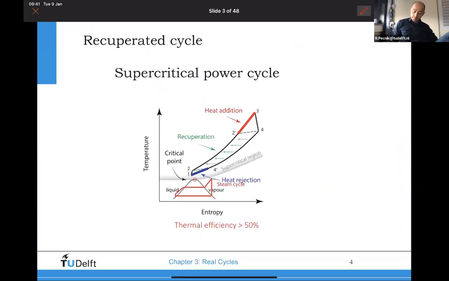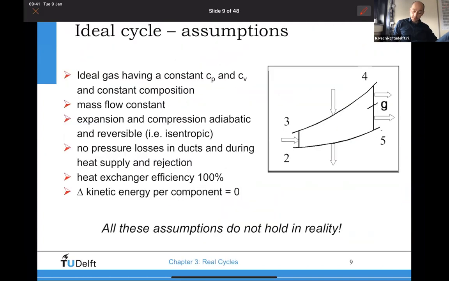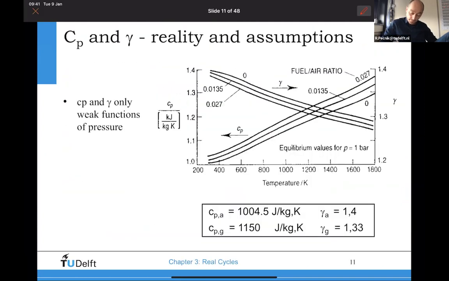Then I showed a graph. In this graph, there are three lines. There's one line here, a second line, and a third line, and these are three lines for cp values. Isobaric heat capacity is here, in kilojoule per kilogram Kelvin. It starts at 1000 joule and goes to 1400 joule per kilogram Kelvin. You can clearly see that each of these lines is a function of temperature, right? But you can also see that there are three different lines.